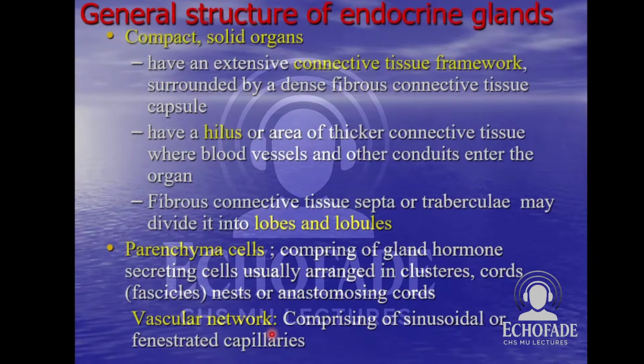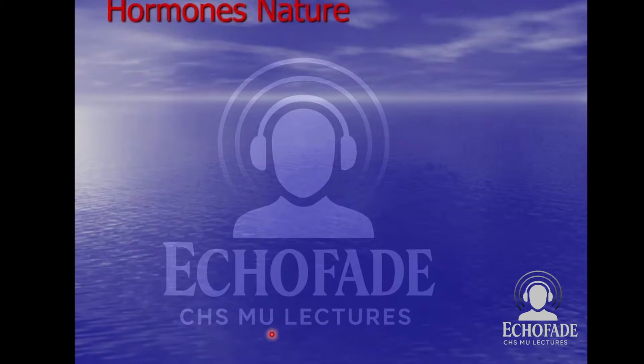Now, as we look at these cells and at the hormones, we need to understand the biochemical nature of these hormones, because we are going to describe the cells that produce them. We are going to look at those organelles that produce the hormones. So we must understand the chemical nature of the hormones.